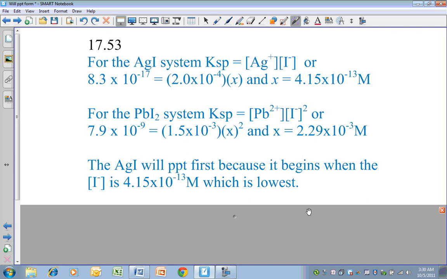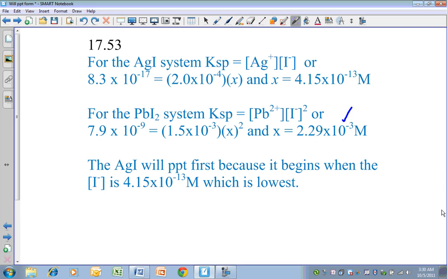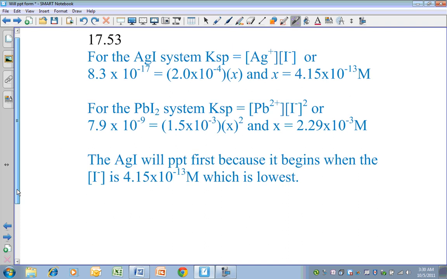This means that inside the system, when you have that one beaker that contains both the silver and the lead ions, if you slowly add iodide, the first thing that's going to happen is that only silver iodide will precipitate. It will be the only thing that precipitates until you get the iodide concentration all the way up to this level. So you could actually separate something based on its solubility.